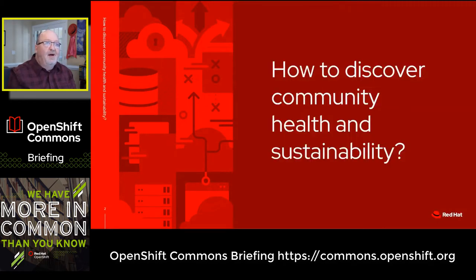Okay, great. So we'll go ahead and get started. And the first question that we always ask ourselves here is how to discover community health and sustainability. This is something that's really important. As I mentioned before, making sure communities are healthy and growing is a big part of our job at the Open Source Program Office at Red Hat.